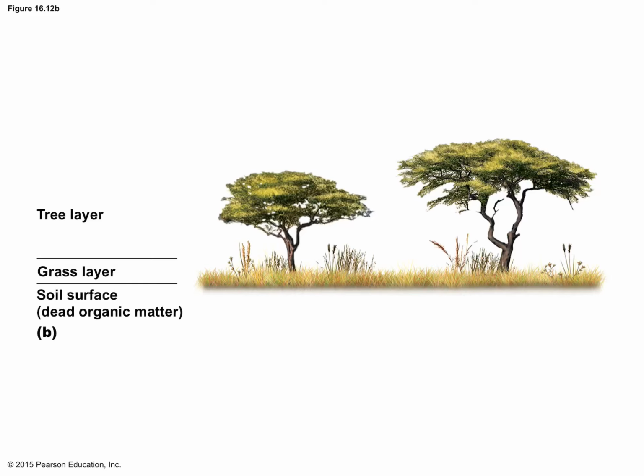All right, and of course, a soil layer, which is always going to be there, where the same things are going on as they would be in an eastern deciduous forest: decomposition and recycling of nutrients and minerals.